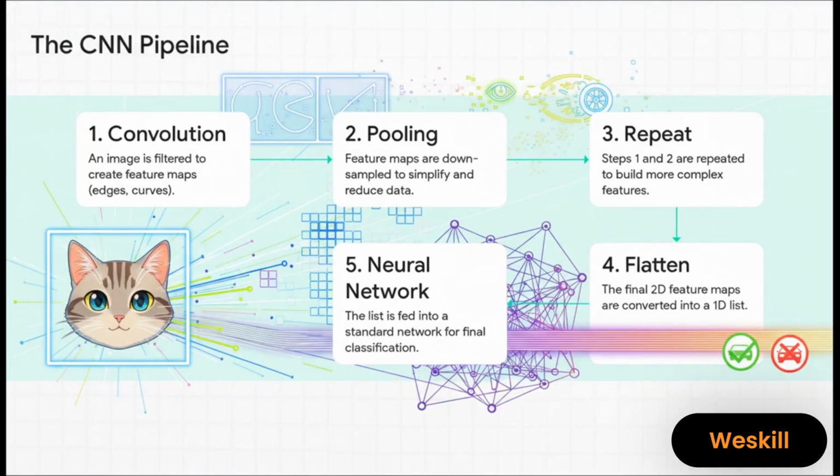So the whole thing works kind of like an assembly line. The image comes in, it goes through a convolution layer to find some features, then a pooling layer to shrink it down, and we often repeat that process multiple times. This allows the network to learn simple things first, like edges, and then combine them to understand more complex things, like eyes or a nose. At the very end, the final simplified map is flattened into a single list and fed to a regular neural network, which makes the final call, saying, yep, that's a cat.